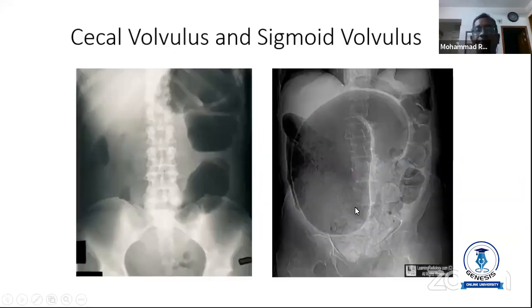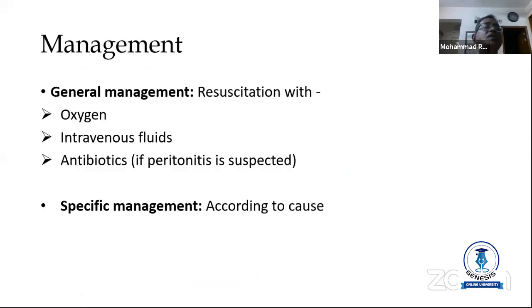And you all know this is Cullen sign and this is Grey Turner sign. And this is the cecal volvulus. And the bean-shaped dilatation of the cecum is called volvulus, sigmoid volvulus. Bean-shaped.